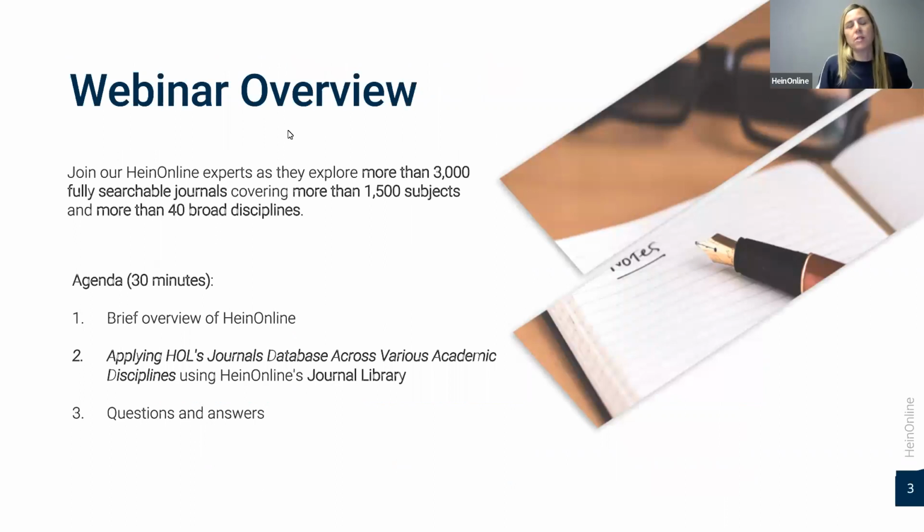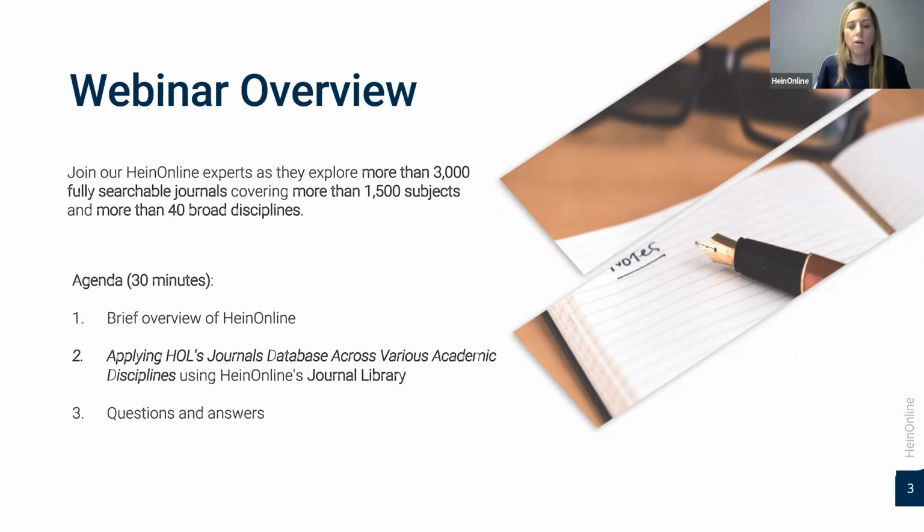So a quick overview of today's webinar. First, I'm going to give a quick overview of HeinOnline, and then the focus of the webinar today is going to be on the journal database. I'm going to show some examples of how you can utilize a new research tool we have called Pathfinder to find the most relevant on-point content depending on the subject that you're doing research on. So, applying the journal database across various academic disciplines. At the end, I'm going to open it up for some questions and answers, so we'll save a few minutes at the end. The webinar should run about 30 minutes total.